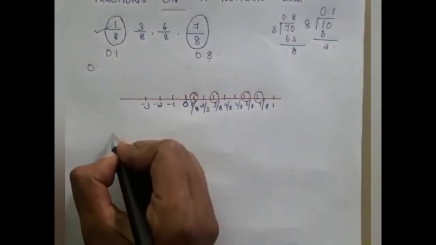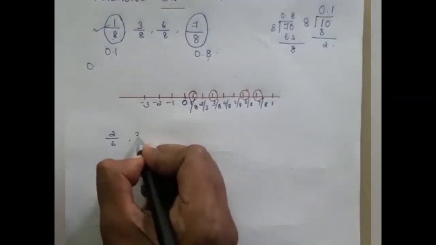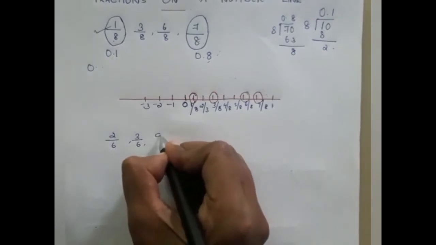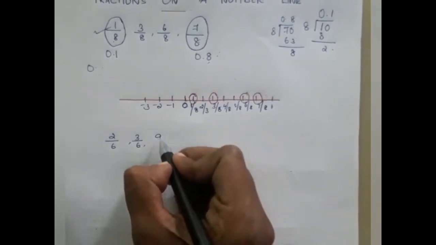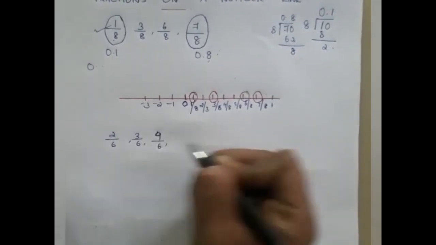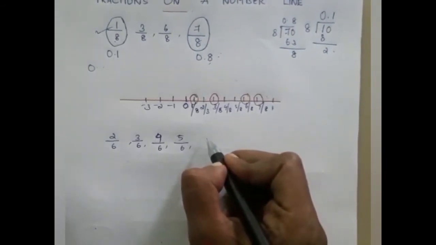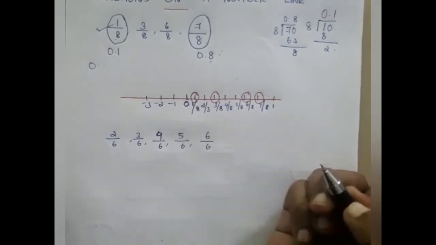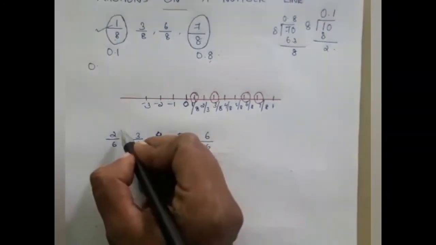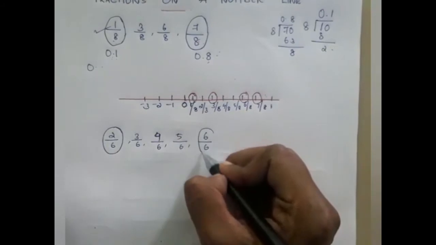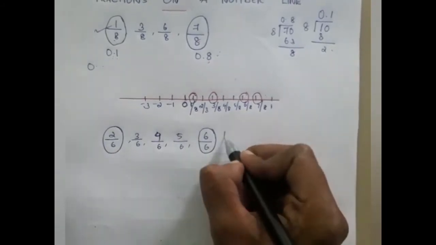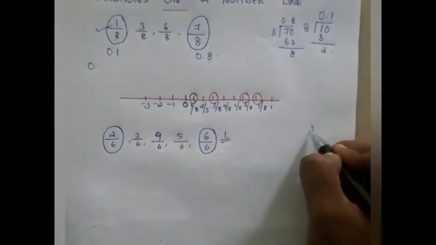The numbers given are 2/6, 3/6, 4/6, 5/6, and you have to represent 6/6 on a number line. So for that, first thing is you have to divide 2/6 and 6/6. When you divide 6/6, it is 1. So 2/6 we have to divide and see.